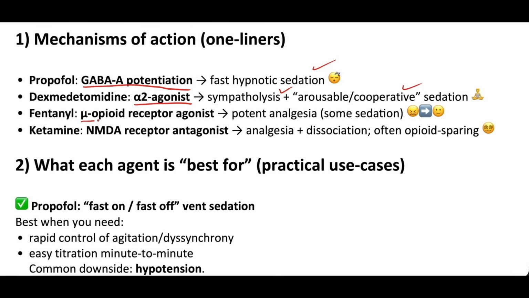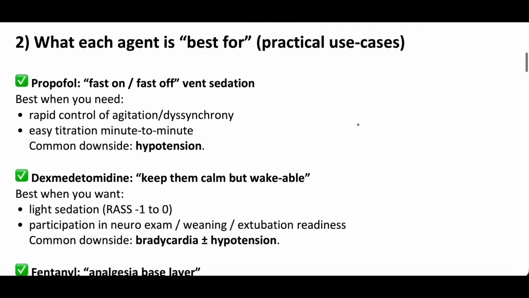Fentanyl, like all opiates, is a mu-opioid receptor agonist. This is a potent analgesic. Again, maybe some sedating properties, but it's primarily for pain control. Ketamine is an NMDA receptor antagonist. It also does a couple other things within the opiate pathway and is sympathomimetic, not to be confused with sympatholysis, and it is used for analgesia and dissociation. It's often opiate sparing. So those are the one-liners of these four medications: mechanisms of action, what each agent is maybe best for, or practical use cases.